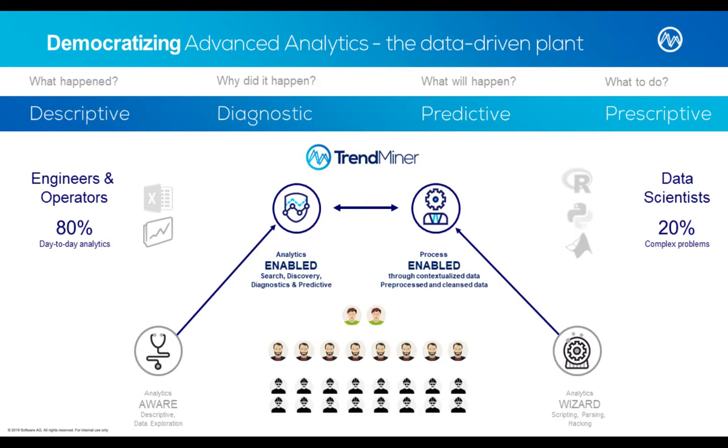And the end goal that we've seen at a lot of our customers that have been using TrendMiner for a couple of years is that you get into an end state where engineers and operators are able to tackle 80% of their day-to-day analytics needs, while the 20% complex problems that really need some in-depth expertise, some really in-depth model knowledge, can be tackled by the data scientists. And that really reduces the problems that otherwise could not be tackled by the engineering people, but that the capacity of the data science team would not be able to sustain.